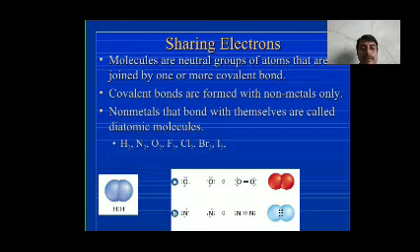Nitrogen has 5 electrons in its valence shell. Of these 5 electrons, one pair is paired and 3 are unpaired. Another nitrogen atom also has 3 unpaired electrons. The 3 unpaired electrons of both nitrogen atoms are mutually shared, forming a triple bond between nitrogen and nitrogen.